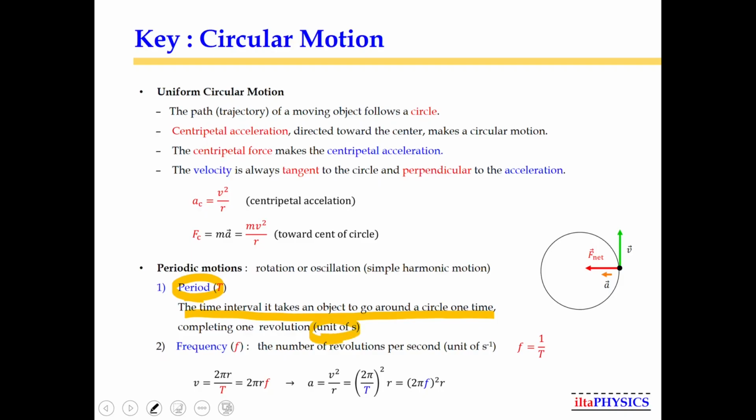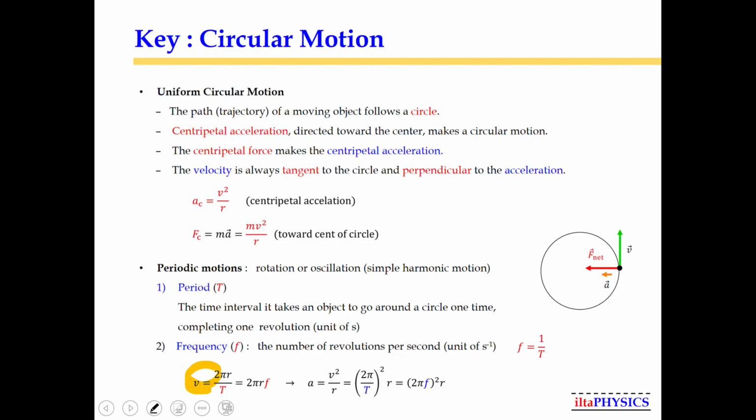We define frequency, represented by the letter f, as the reciprocal of the period. Physically, it represents how many revolutions happen in 1 second. The unit is reciprocal seconds, or hertz. Period and frequency have the following relationship with the speed of circular motion.